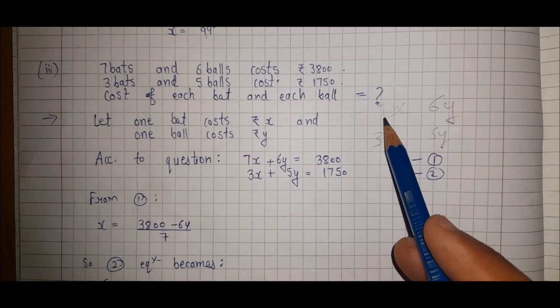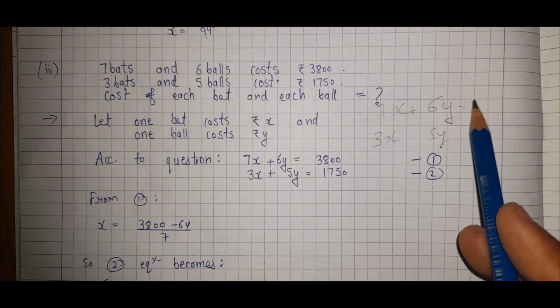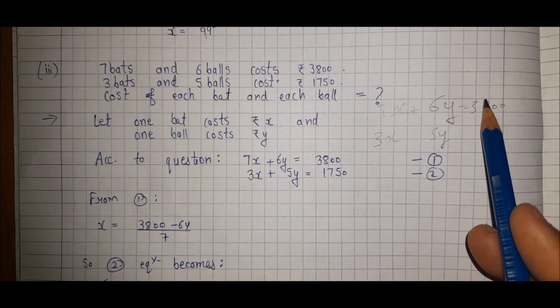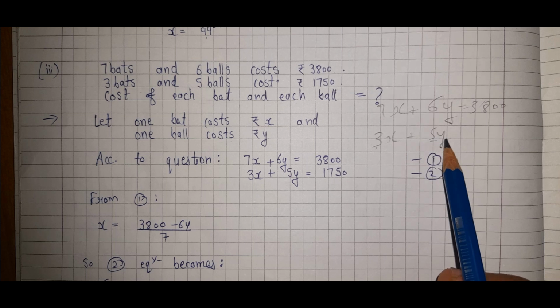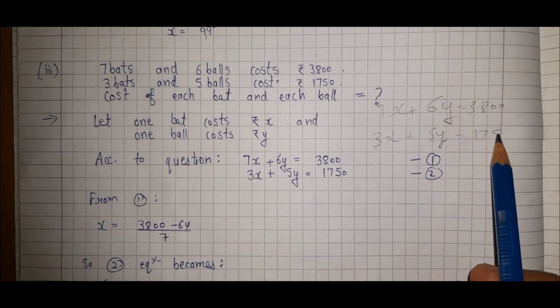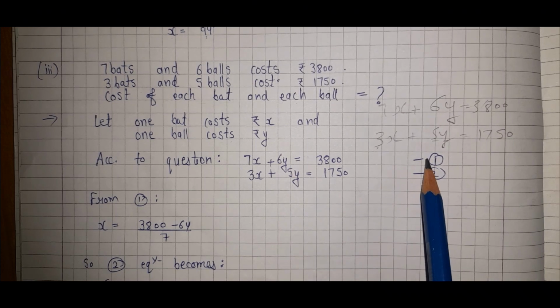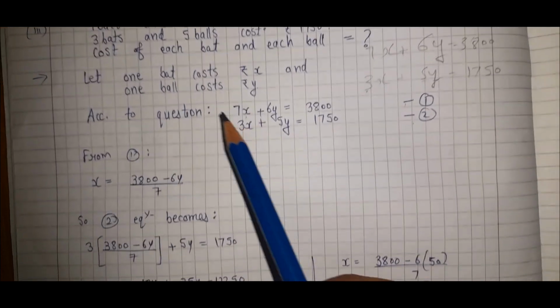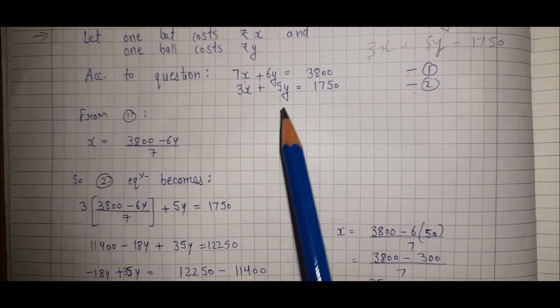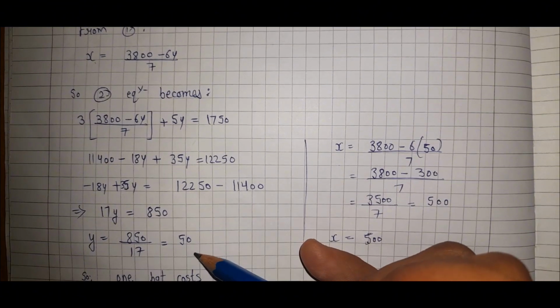Since the sum of the 7 bats and 6 balls equals 3,800 and sum of the 3 bats and 5 balls equals 1,750, these two are our required equations, equation number 1 and 2. From the first, find the value of x. Then put this value of x in the second equation. We will have the value of y. y equals 50.